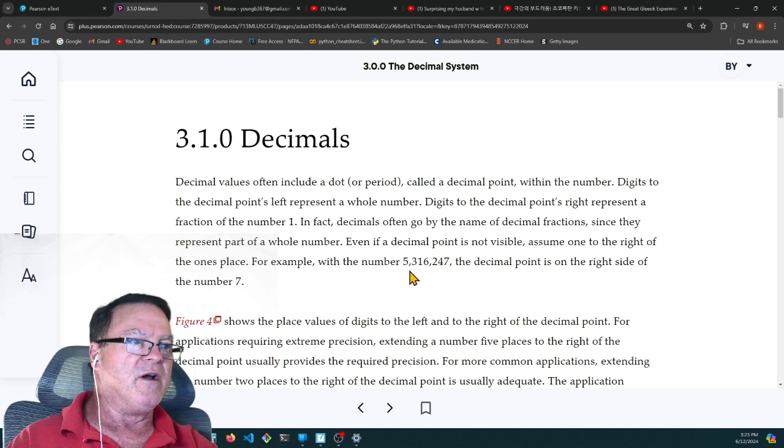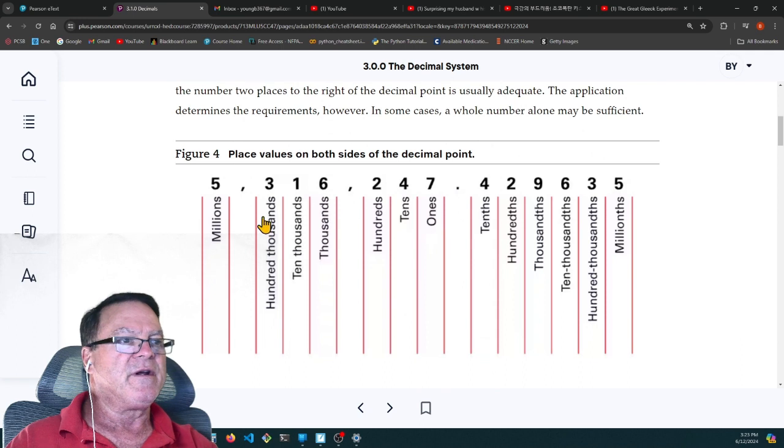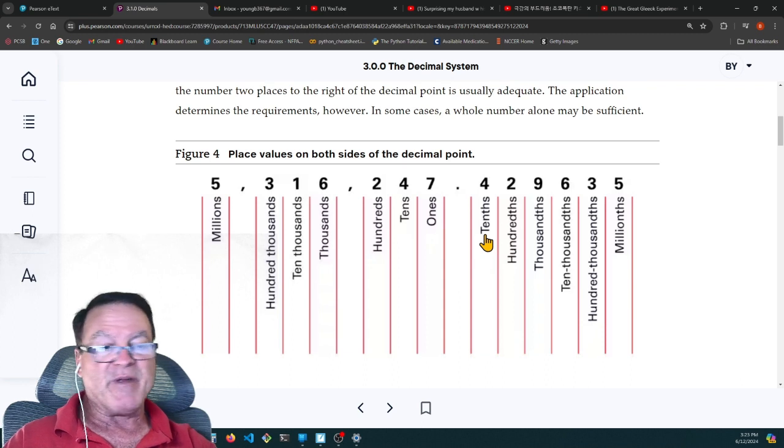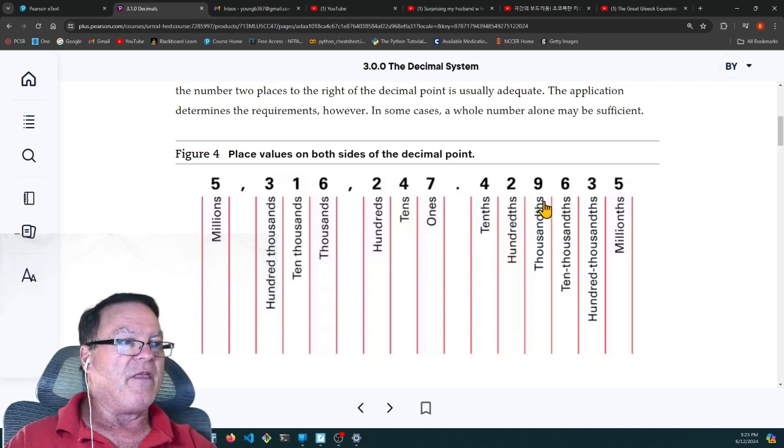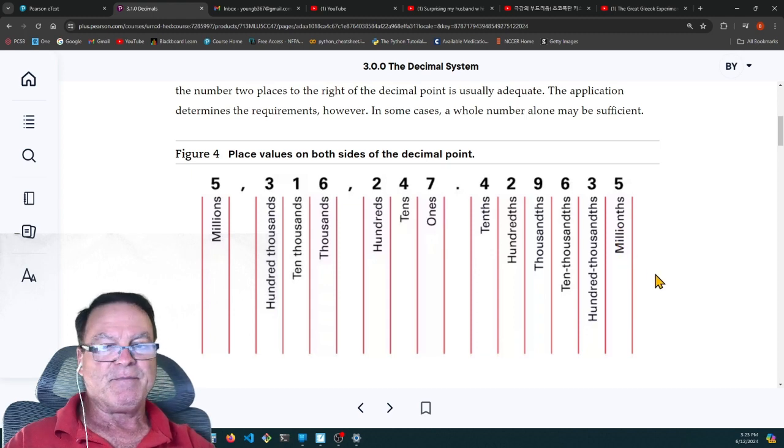For example, with the number 5,316,247, the decimal point is on the right side of the number 7. So here is the decimal point, and we've already talked about the ones, tens, hundreds, thousands, 10,000s, 100,000s. Well, now we're taking 1 and we're splitting it into 10 pieces, and each one of those 10 pieces is a tenth of a 1. So this is the tenths, and then we'll take one of those tenths and break it into 100 pieces, and those are the hundredths, and the thousandths, the 10,000ths, and the 100,000ths, and the millionths place.